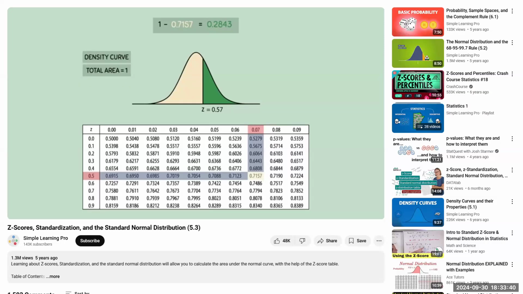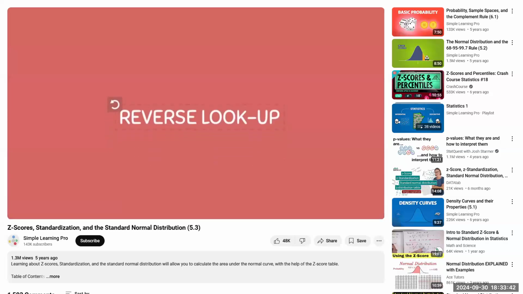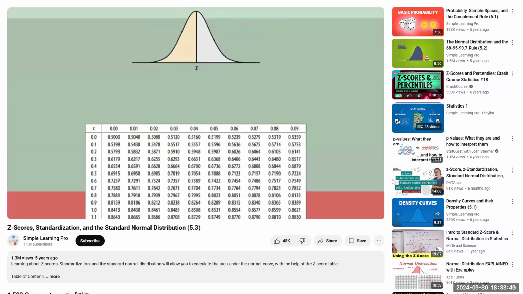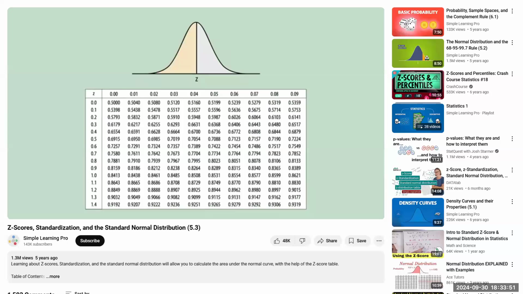We can also use the z-score table to do a reverse look-up, which means we use the table to see what z-score is associated with the area. So if I wanted to know what value of z corresponds to an area of 0.8461 to the left, all we have to do is find 0.8461 on the table and see what value of z it corresponds to. We see that it corresponds to a z value of 1.02.